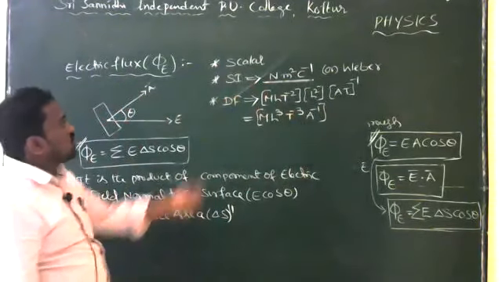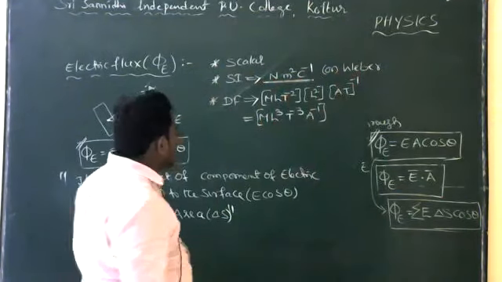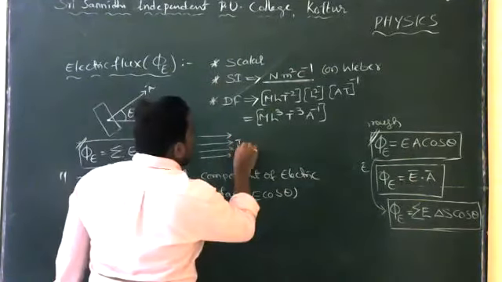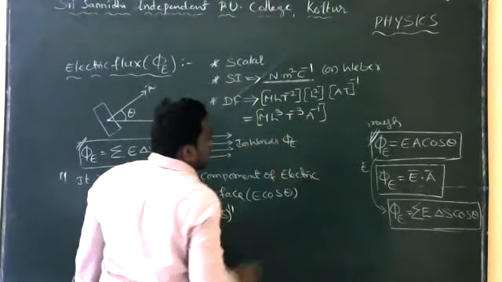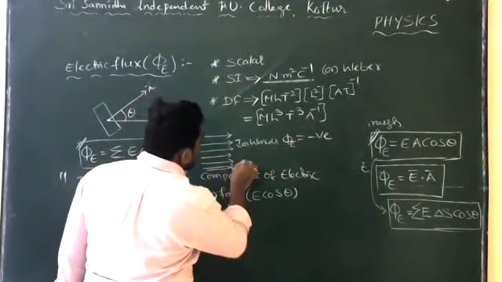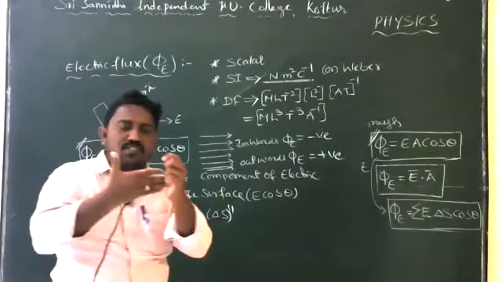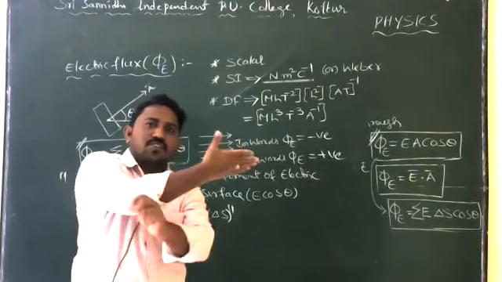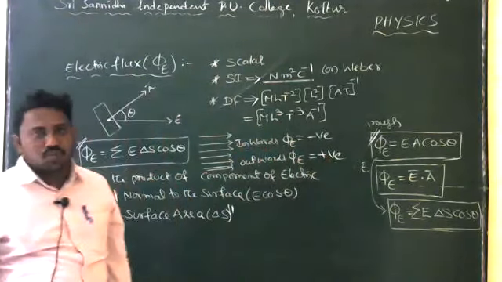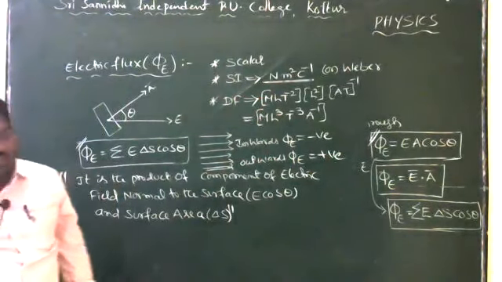So it is a scalar physical quantity. The SI unit is newton meter square per coulomb, or newton meter square coulomb inverse, or Weber. Next, electric field lines entering, that means inward flux. Inward flux can be taken as negative. Number of field lines outwards, so outward flux can be taken as positive. So electric field lines entering the surface, flux is negative. Electric field lines going outwards from the surface, flux is positive. So this is the electric flux. The SI unit is newton meter square coulomb inverse or Weber, and the dimension formula is M L cube T power minus 3 A inverse.